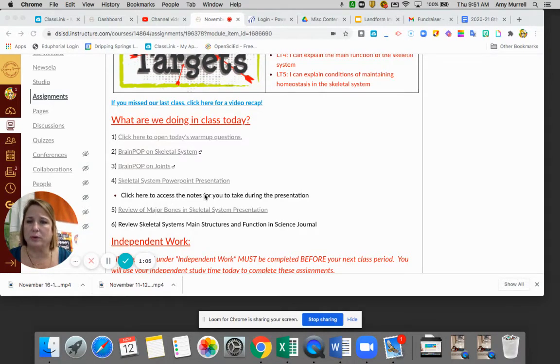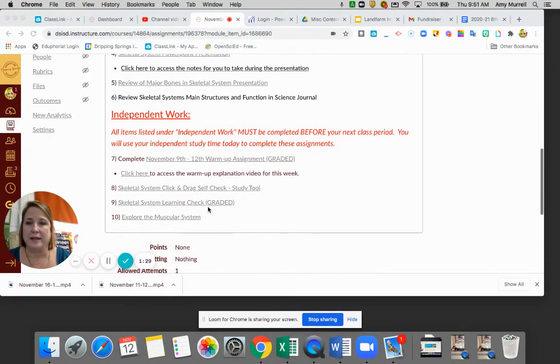We asked you to click and access these prompt notes and make a copy for yourself, rename it, put it in your notes folder, and then complete those notes with the skeletal system PowerPoint presentation. And then we prepared a way for you to review the major bones in the skeletal system. And then at the end of class, we had you do your homework assignment and then check your learning on the skeletal system with click and drag notes, and then a learning check before you transition to the muscular system by doing the quick Explore the Muscular System video and questions.